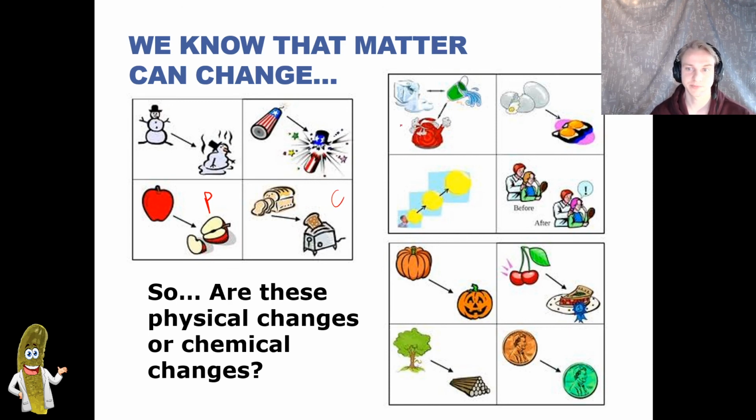Let's look at a different one here. Let's go to the eggs up in the top right-hand corner here. Jonah, Tebow, what do you think about this? Physical or chemical change? The eggs. Yeah. I would think that is chemical. I would agree. So we know that this one would be a chemical.